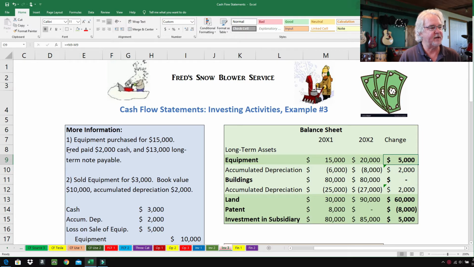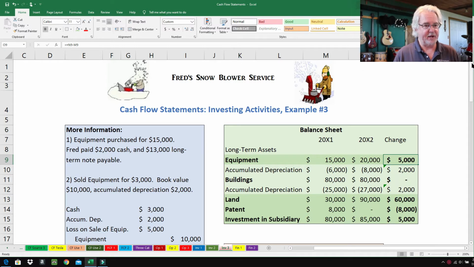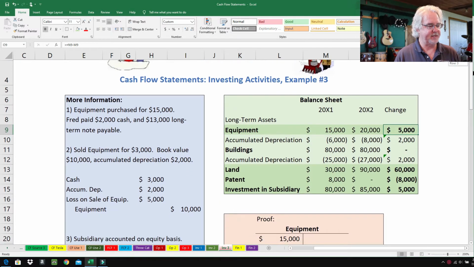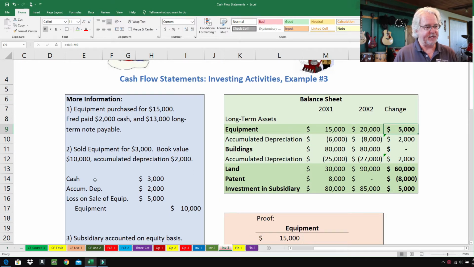So we're going to say here, Fred paid $2,000 cash. That's a negative cash flow. And Fred sold equipment for $3,000, so that's a positive cash flow. We're going to list these separately on the cash flow statement. Now, I also provided a journal entry right here to explain this second transaction, which is not a bad idea sometimes. So cash was received, $3,000.